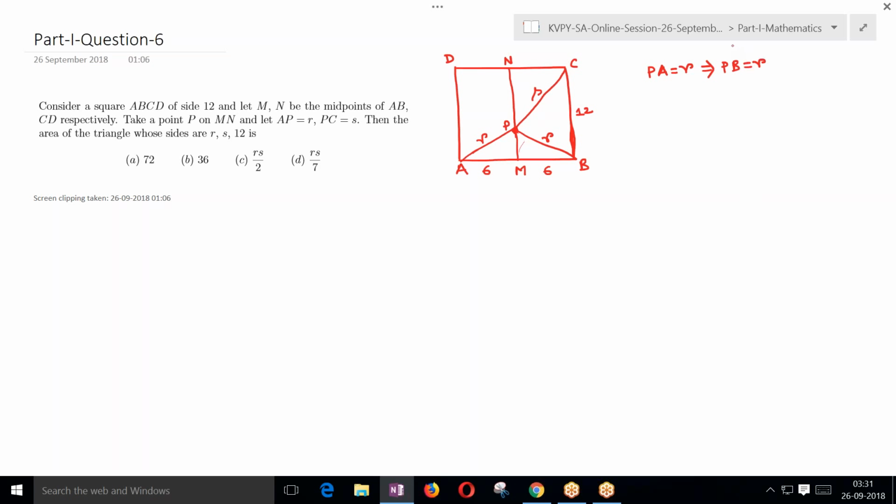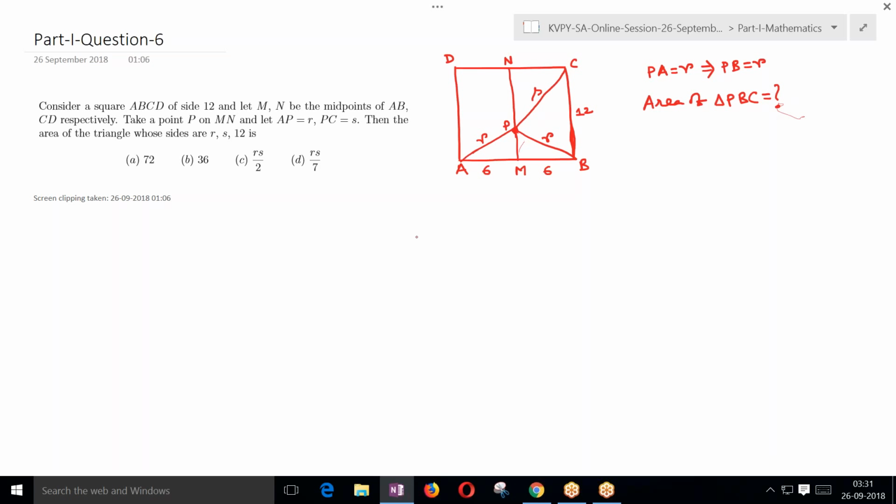That means we are going to find the area of the triangle PBC. So we need to find the area of the triangle PBC. What is that area? That we are going to find now. So how to find that area?